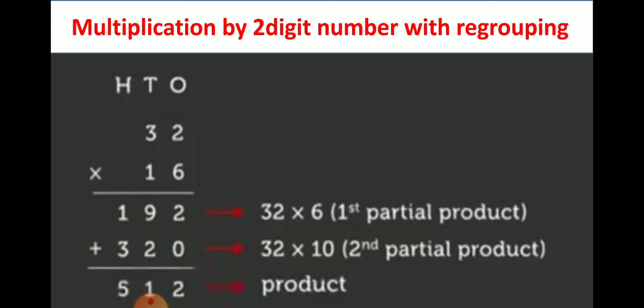Now let us see multiplication by two digit number with regrouping. So here we are going to multiply 32 and 16. So 6 twos are 12, you can see, and now we will carry the 1 to the tens column. 6 threes are 18, 18 plus 1 will give us 19 and we will note it down. Here 192 is known as the first partial product.